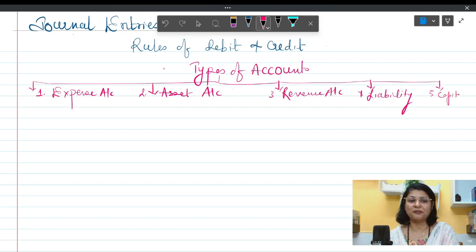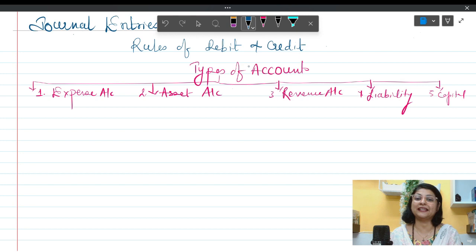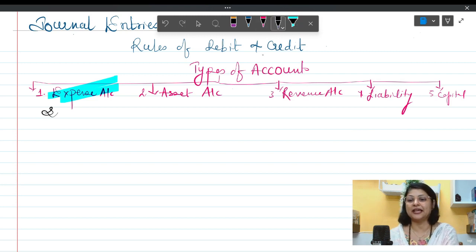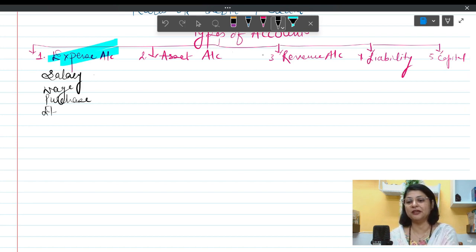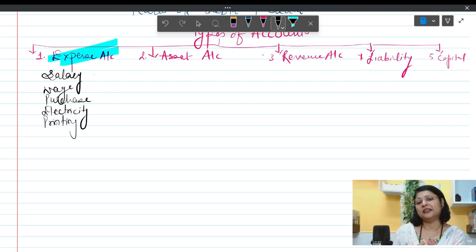All of this you are familiar with, because in our accounting equation also we had heard about these types of accounts or columns. But let us understand once again what these are. First of all, expense account. Expense can be salary, wages paid, any kind of purchase of raw material, electricity bill paid, or printing charges paid, or any other expense which you are incurring in the regular course of business. These are known as expense accounts.